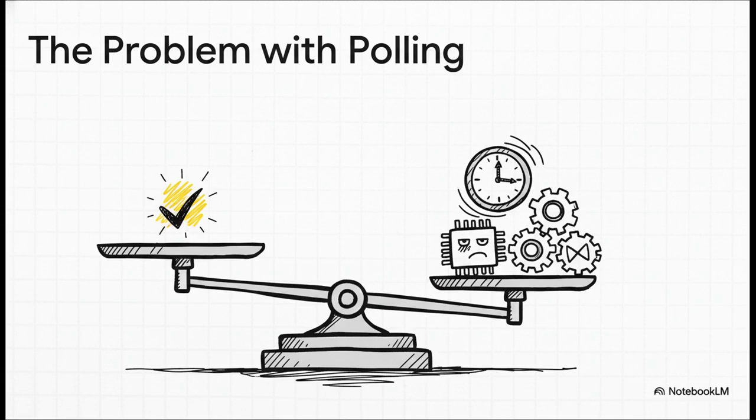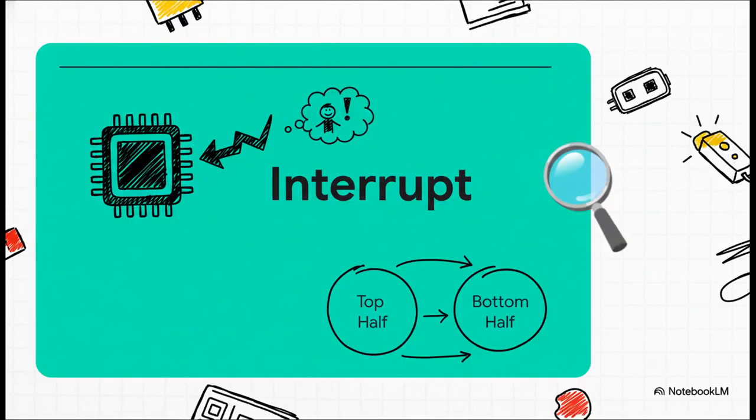It is wildly inefficient. The CPU wastes something like 99.9% of its time just checking, and that prevents it from doing any other useful work. It's kind of like hiring someone just to sit there and hit the refresh button on a web page all day long. And that brings us to the much, much smarter way to do things: the interrupt.